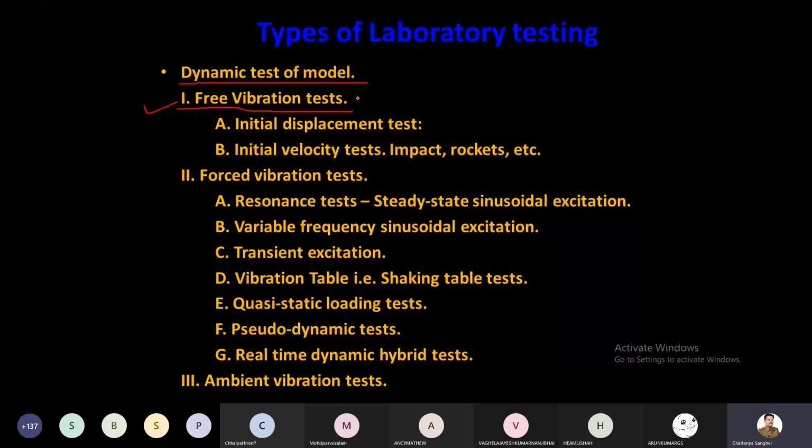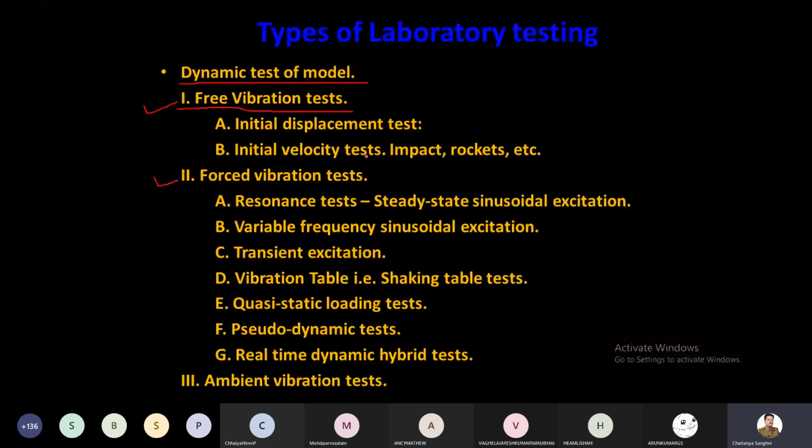And what is the forced vibration test? In case of a forced vibration test, once the vibration starts, once the shaking of the model starts, we are applying force during the vibration, right? It is known as a forced vibration test. So what is the difference between the free vibration and forced vibration? In the free vibration test, only the initial disturbance is there, while in the forced vibration, during vibration we are applying the force, right? This is the basic difference.